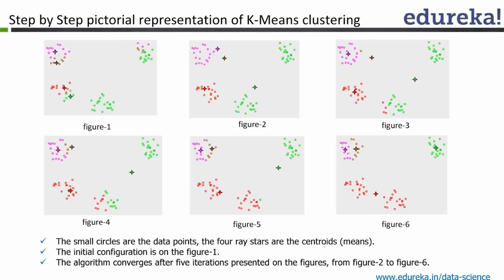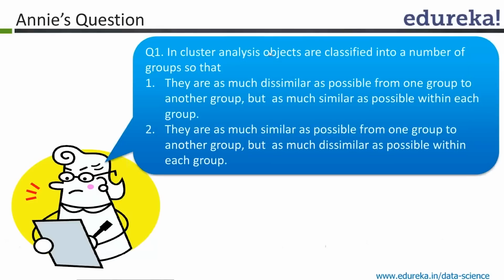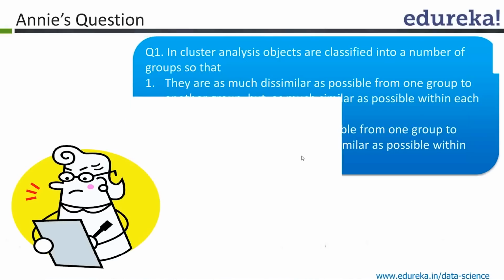Okay, so in cluster analysis, objects are classified into a number of groups so that they are as much dissimilar as possible from one group to another group, but as much similar as possible within each group, or they are as much similar as possible from one group to another group, but as much dissimilar as possible within each group. It's pretty straightforward, I think, but let's see what you guys think.